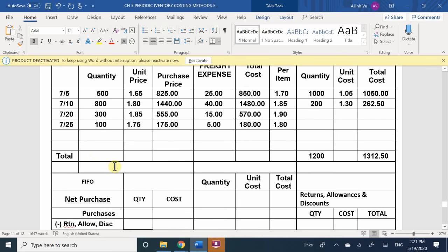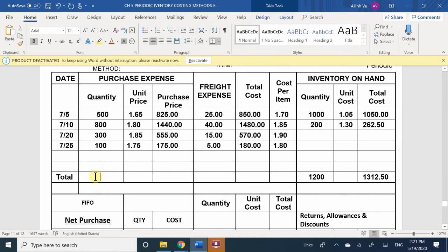Finish your journal. We'll skip the journal for now. It's going to be the same thing that we've been doing all yesterday. Quantity left. So we have 1,700 as our total for quantity.